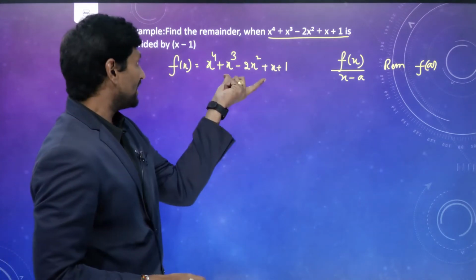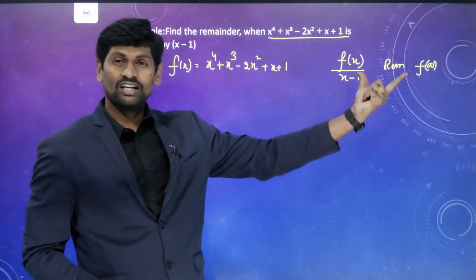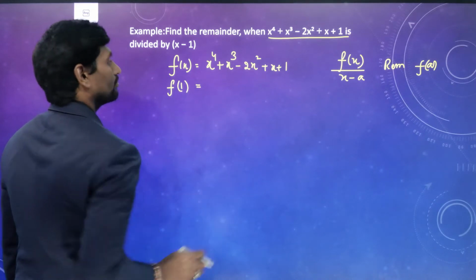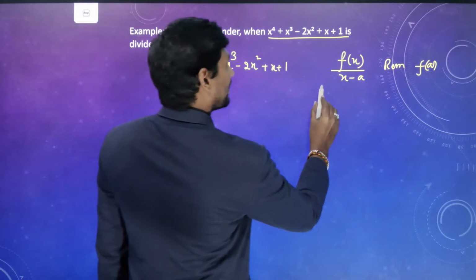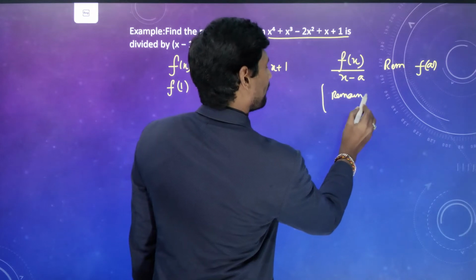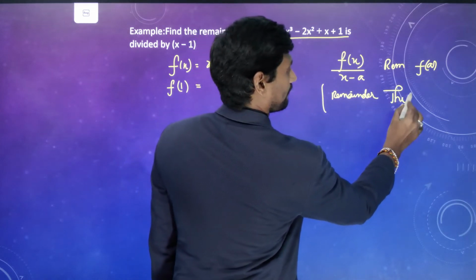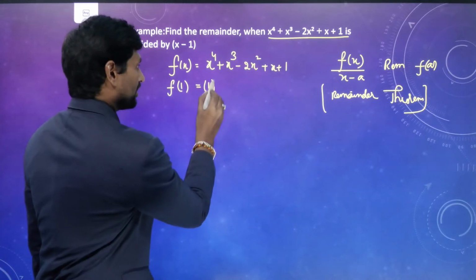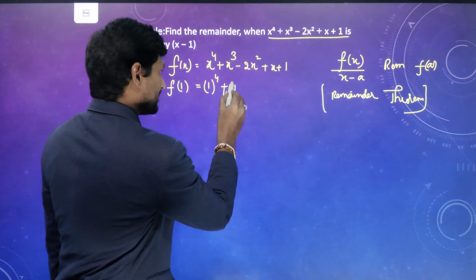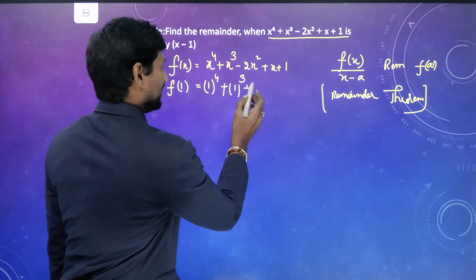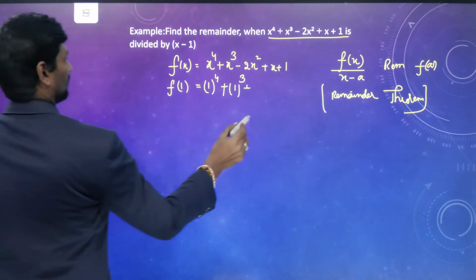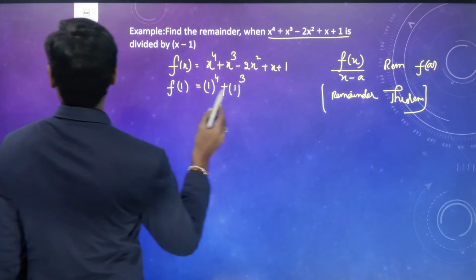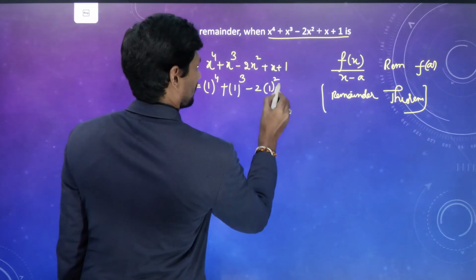If this is divided by x minus 1, what is the remainder by using the remainder theorem? f(1) will be the remainder by the remainder theorem. Okay? Substitute the value. In the place of x, write 1 to the power 4 plus 1 cube minus 2 into 1 square plus 1 plus 1.